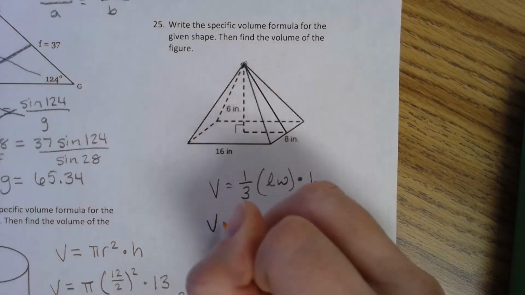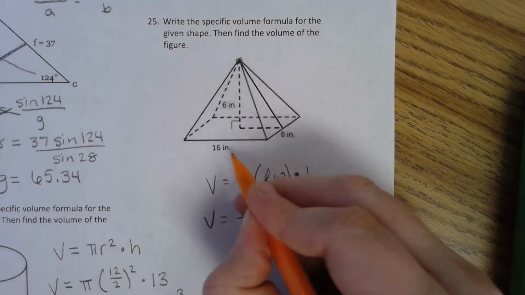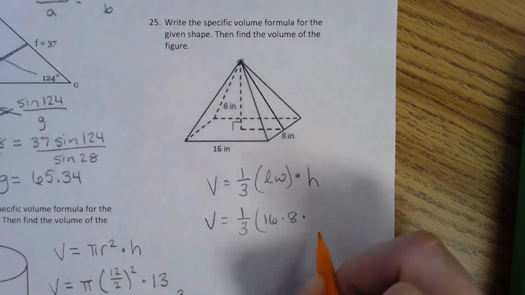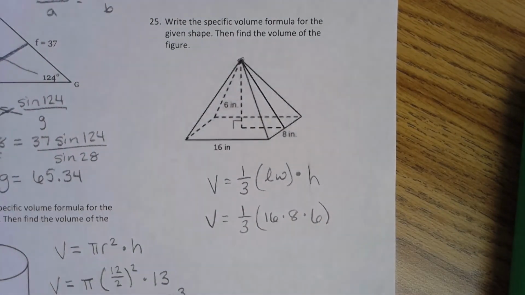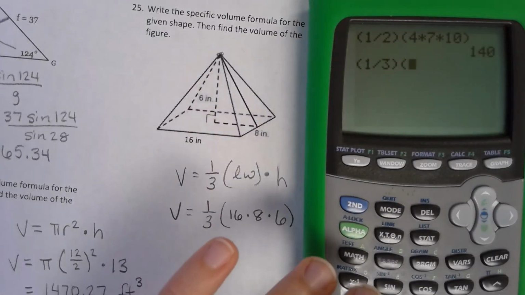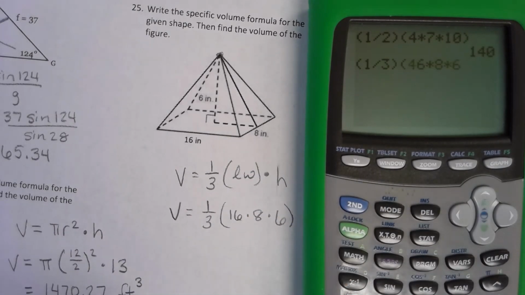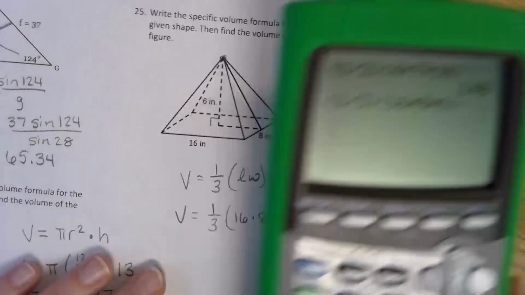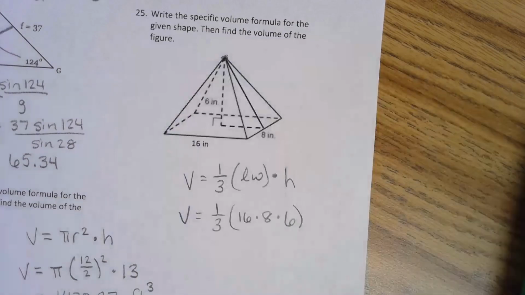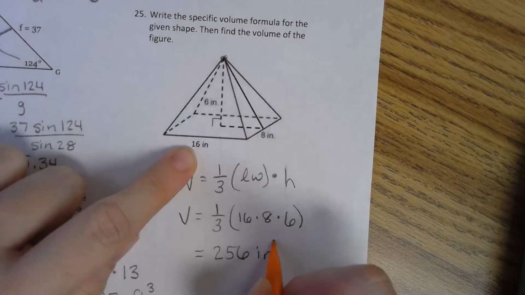So let's plug in our numbers. 1/3 times length and width will be 16 and 8. Times the height of the pyramid, we have the 6. So calculating that, 1/3 times 16 times 8 times 6. There we go. So 1/3 times 16 times 8 times 6 gives us 256 cubic inches.